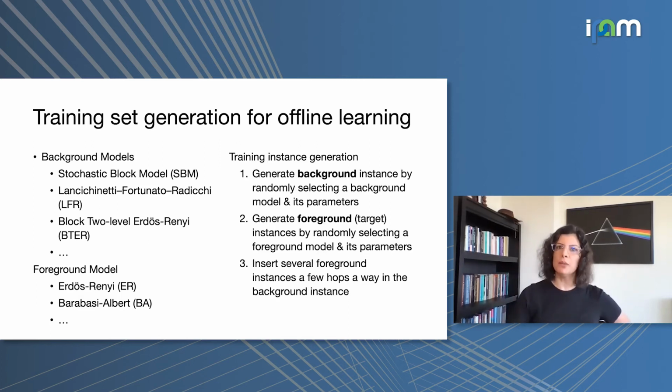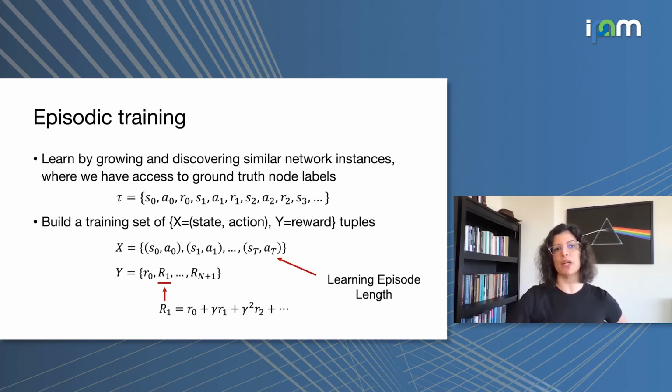So that's how we generate all of these training instances, again, by picking a background instance at random. Obviously, all of these random graph models have their own parameters. Then you pick a foreground model. Those also have their own parameters that you will set in terms of, for example, number of nodes, a probability of connection, and so on and so forth. Then you insert the foreground models into the background models, and those are going to be the graphs from which you're going to extract your trajectories.